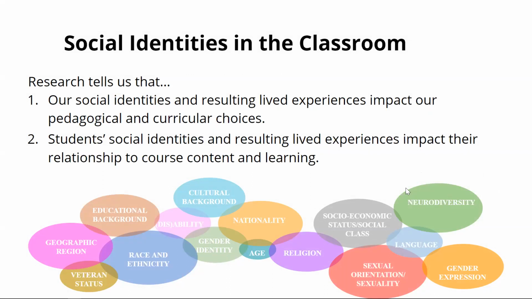You can potentially see here at the bottom these circles with a variety of identities. Some research circles talk about these identities as the Big 8. There's the Big 10, the Big 12. But there's a multitude of identities that play a role in who we are, that shape how we have experienced the world and perceive the world.